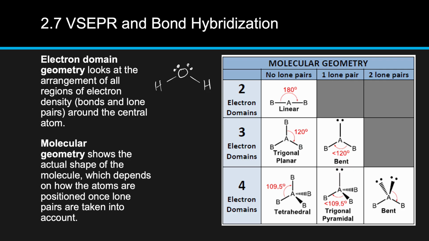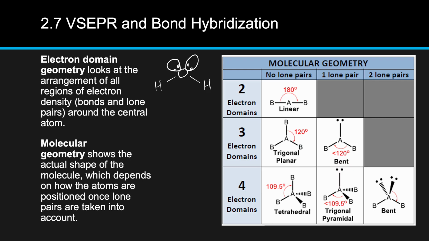Now for the electron domain geometry, there are a total of 4 electron domains, 2 lone pairs and 2 bonds. So we're going to count all of those as bonds, which would mean we have 4, and that would give us a tetrahedral electron domain geometry.